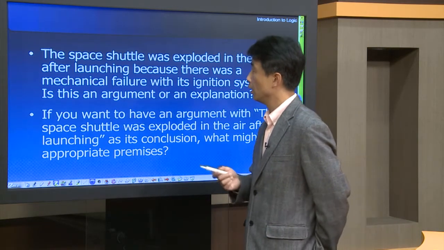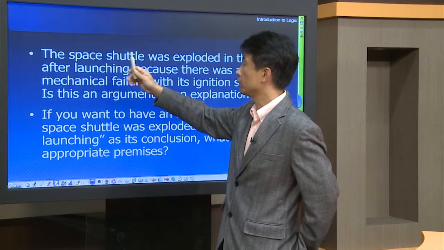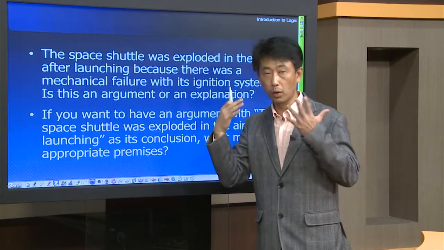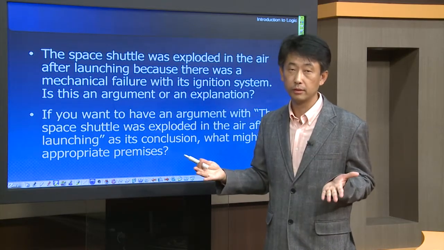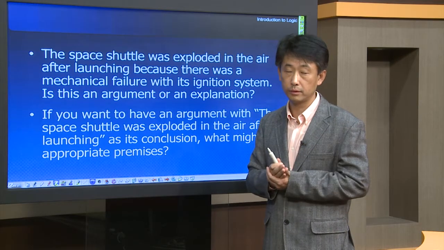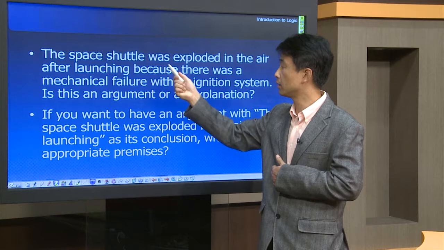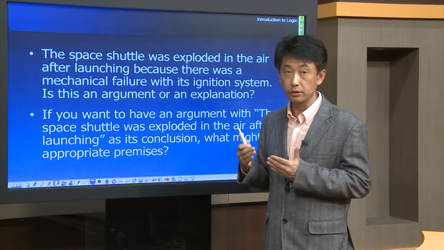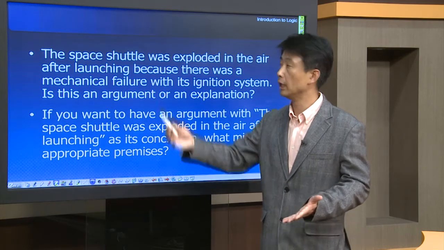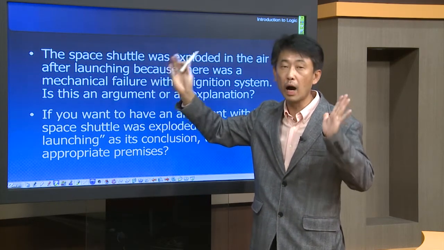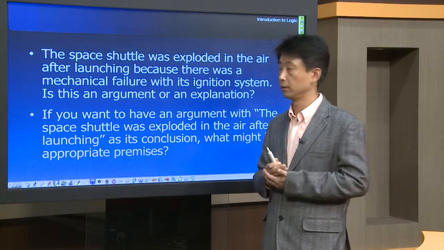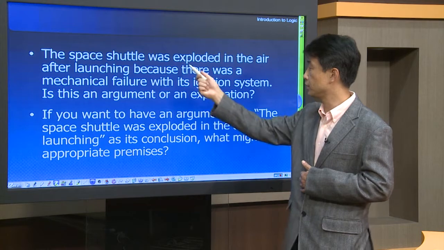Why? Presumably the author takes this for granted. The space shuttle exploded. That happened. Okay? And we just want to know why that happened. And what follows after "because" is intended as providing an answer to that question. Okay? This happened. Yeah, that's true. But why did that happen? Well, because of mechanical failure, and so on. So this is an explanation.